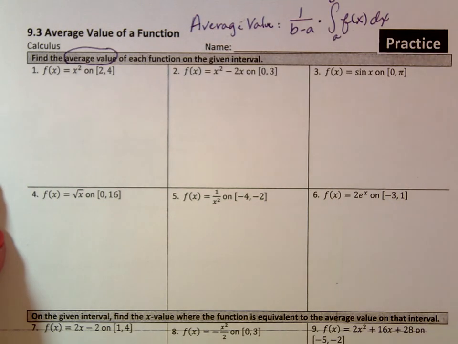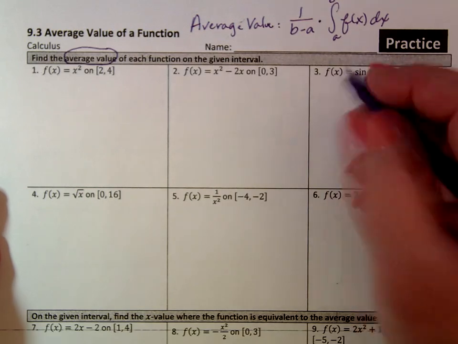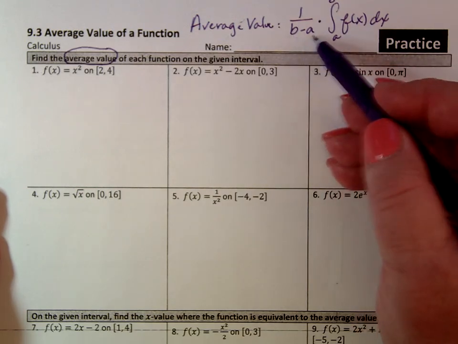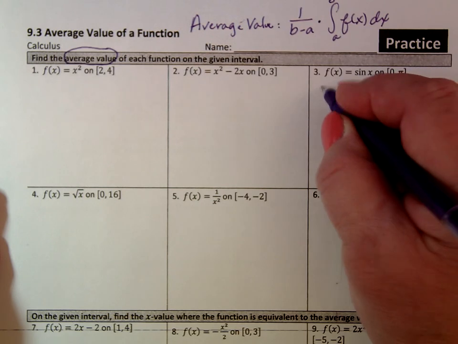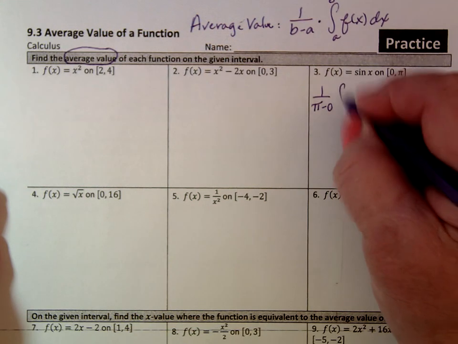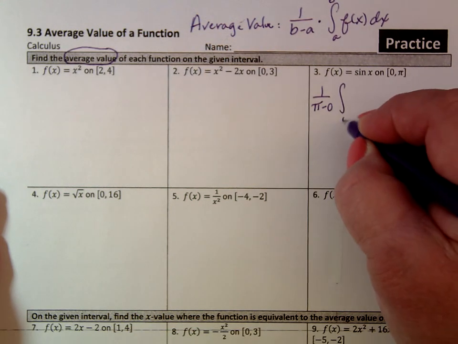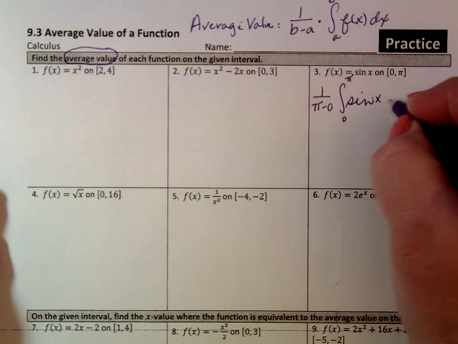All right, so they want you to find the average value, and they give you the interval from 0 to pi. So you're going to set it up. You've got a b of pi, you've got an a of 0. And you're going to set it up just like the formula says. You're going to do 1 over pi minus 0, b minus a, times the integral from a to b, 0 to pi, of the function sine of x with respect to x.